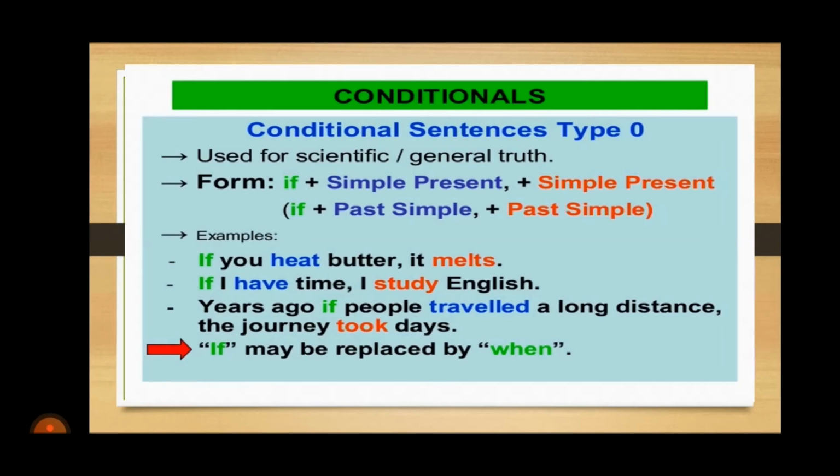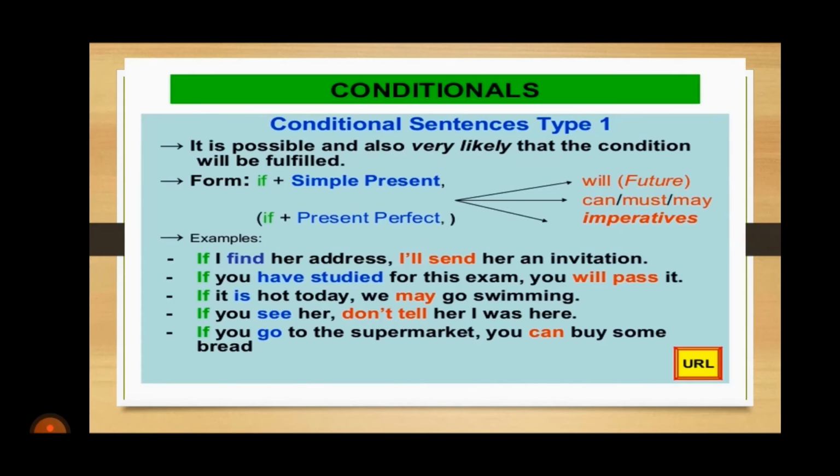Okay, likewise the conditional patterns are given here. If plus simple present plus simple present, or else if plus simple past plus simple past, so all these conditions will come under the zero type. And the first conditional type is if plus simple present plus simple future, or else if plus present perfect plus simple future.